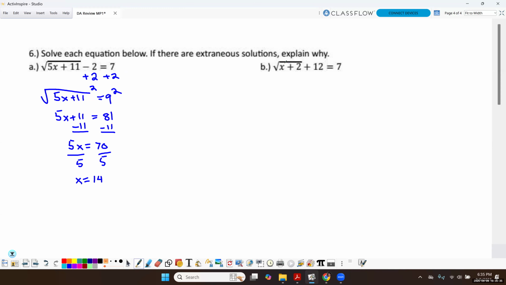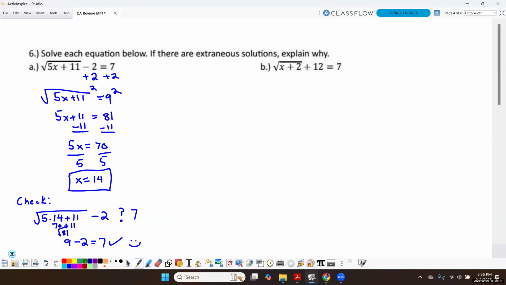Now, it does say if there are extraneous solutions, explain why. I want to make sure that 14 is not extraneous, so I'm going to check. I'm going to say the square root of 5 times 14 plus 11, minus 2, and I want to make sure, is that 7? So 5 times 14 is 70. 70 plus 11 is 81. The square root of 81 is 9. 9 minus 2 is 7. All right, so that's a check. So this is a solution. As a reminder, you can use the scientific calculator for arithmetic.